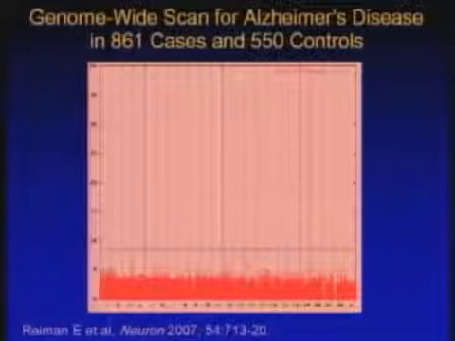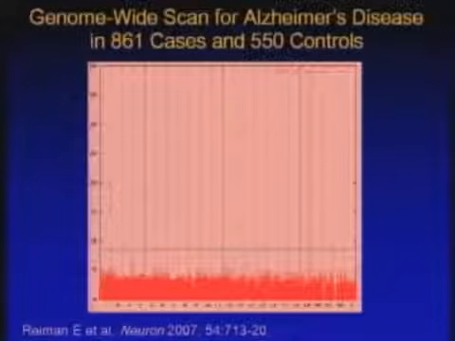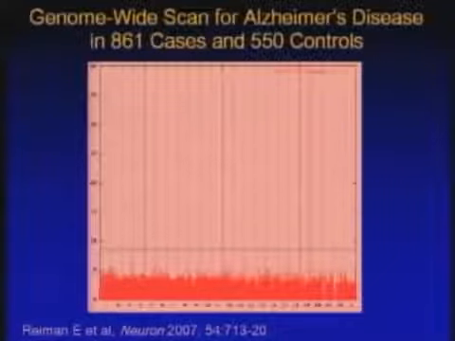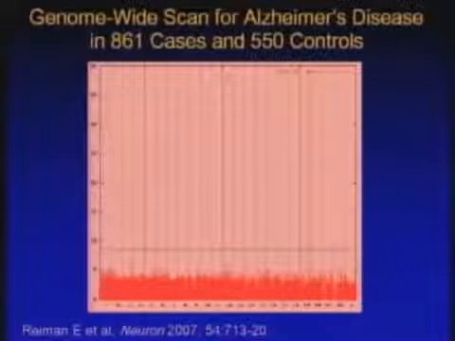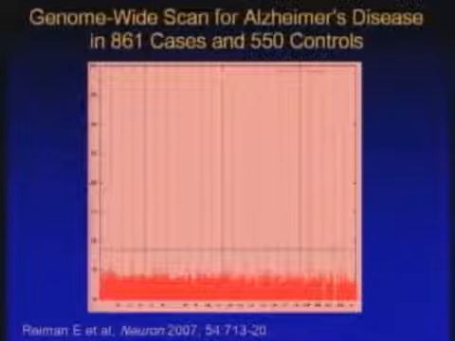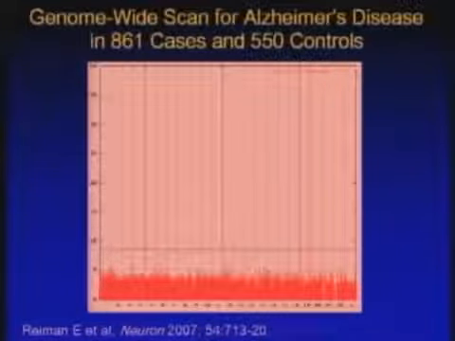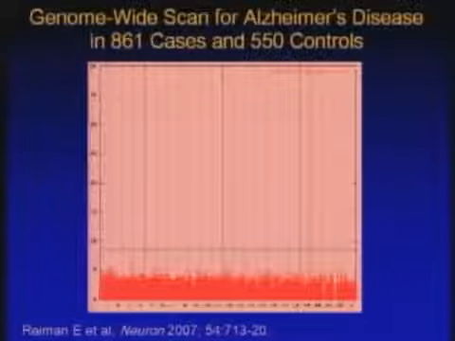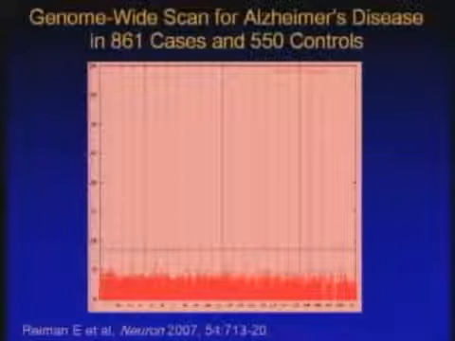Getting into very briefly gene-gene interaction kinds of studies. This is a genome-wide scan looking at Alzheimer's disease, 861 cases, 600 controls. This is a little bit hard to see, but you probably can pick out this one red line going up here. This is on chromosome 19, and it's the ApoE locus. And it's very, very strongly associated with Alzheimer's disease. This was known before the study was done.